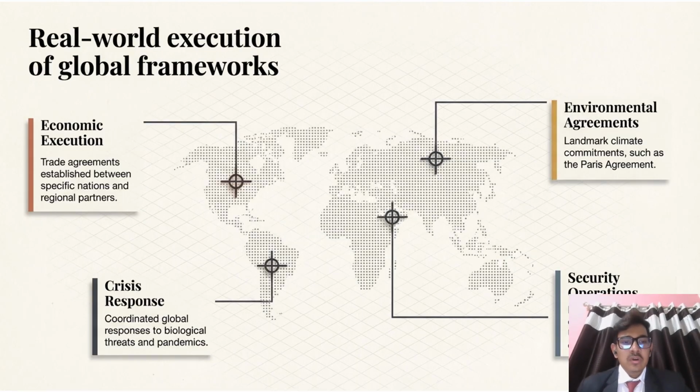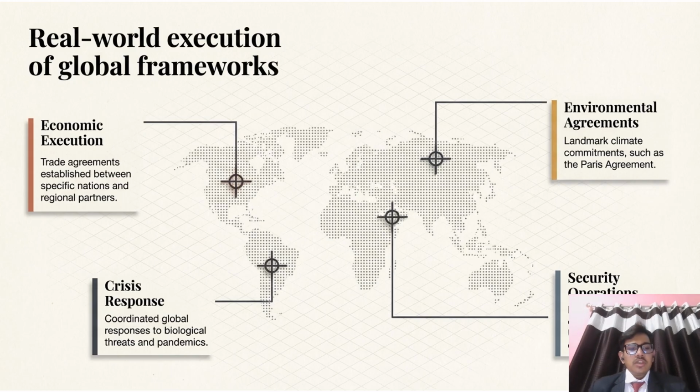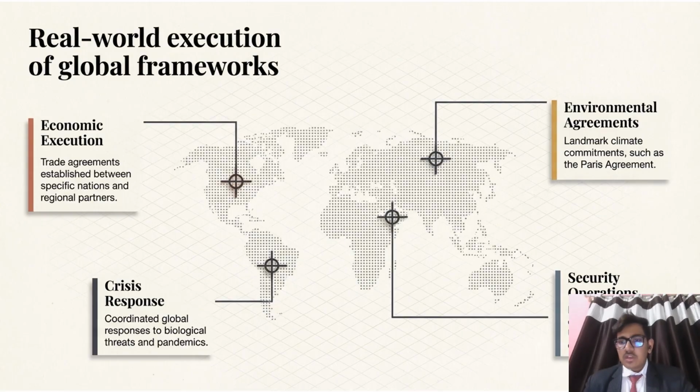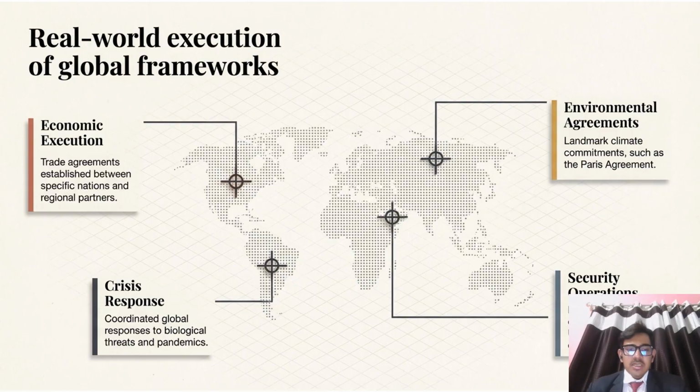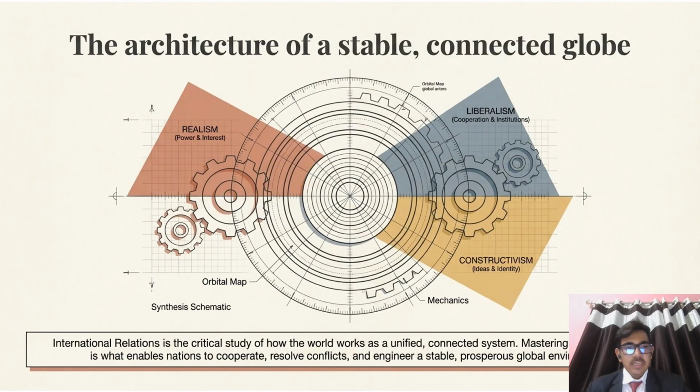Real-world execution of global frameworks. Economic execution: trade agreements established between specific nations and regional partners. Environmental agreements: landmark climate commitments such as the Paris Agreement. Crisis response: coordinated global responses to biological threats and pandemics. Security operations across the borders. Let's move to the next slide.